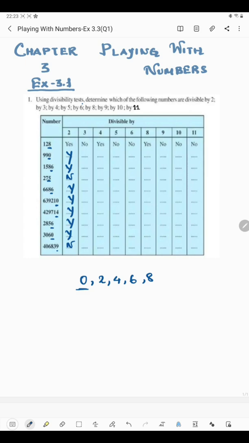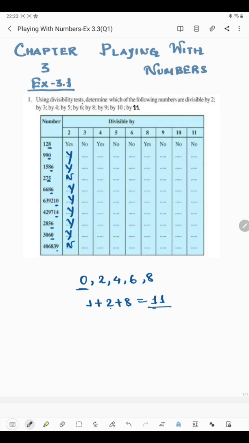Now coming to the next, we'll check the divisibility by 3. As you know, according to the divisibility rule of 3, if the sum of the digits is a multiple of 3, then we can say that it will be divisible by 3. So here at first we have 128, and if you find the sum of the digits, we get 8 plus 2 is 10, 10 plus 1 is 11. And 11 is not a multiple of 3, as 11 doesn't come in 3's table. That's why here no is written.